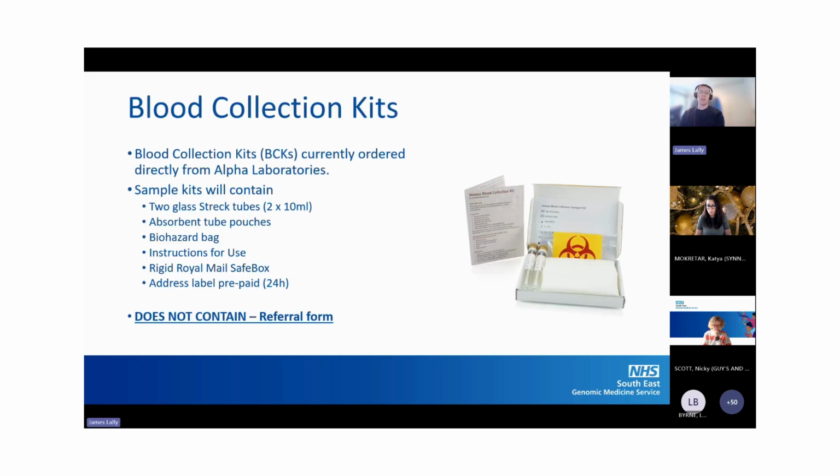So the blood collection kits required will need to be ordered directly from Alpha Laboratories. And these kits will contain everything required for taking a blood sample suitable for ctDNA testing at your center. There are 2 glass tubes, absorbent pouches, a biohazard bag, and an instructions for use sheet detailing how to take the blood samples, a box for return, and a prepaid address label. The kit does not contain a referral form, which must be printed off separately, filled in, and included in the box before postage to us.